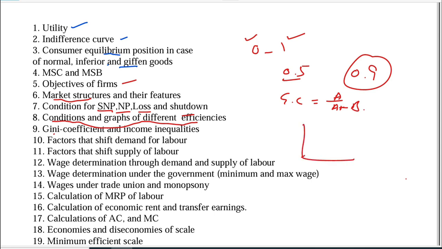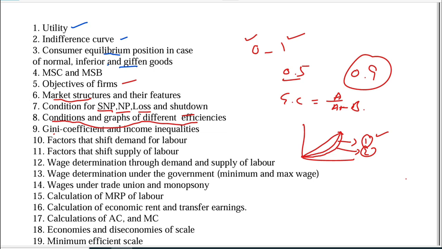Generally, the examiner makes this Lorenz curve as well, right? So this is the 45-degree line, and if the Lorenz curve is this one, let's say this is Lorenz curve 1, and we have another Lorenz curve, let's say this is Lorenz curve 2, then keep in mind Lorenz curve 2 shows more inequality and Lorenz curve 1 shows less inequality.